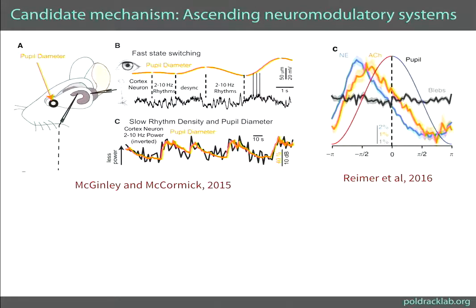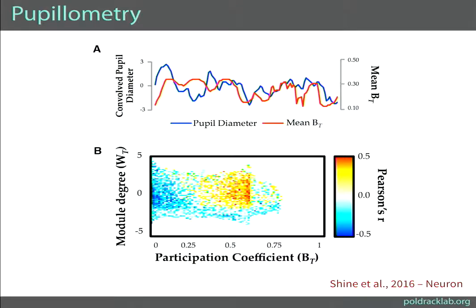So what might be driving this? One of the obvious candidates is the ascending neuromodulatory arousal systems, one of the prime candidates being the noradrenergic system. We know that the noradrenergic system drives large-scale changes in neuronal dynamics, from work particularly by people like David McCormick. We also know that you can, at least as a proxy, use pupil diameter as a way to index these arousal systems. It's important to point out that it's not a measure of the noradrenergic system. It's almost certainly reflecting the cholinergic system as well, and that's clear from this work by Reimer and colleagues. Nonetheless, we can use it as a proxy for arousal.